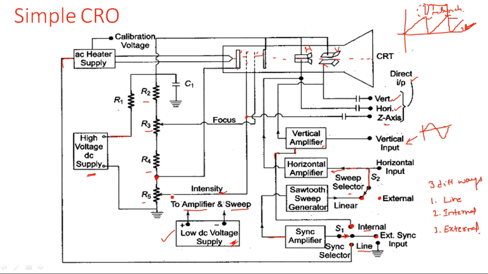R5 resistor is a potentiometer. The output of this one, the voltage across R5 at a particular point, is given through an intensity controller. This is the intensity controller. The next one, R3, is a potentiometer, and the output of this one is again given to the focusing anode. Another one is the accelerating anode, which is given from the output of R2. That means here we have the voltage through R2, R3, R4 and R5 with respect to ground. So these are the different focusing anodes, accelerating anodes and intensity controllers to change the electron beam displayed on the CRT screen.